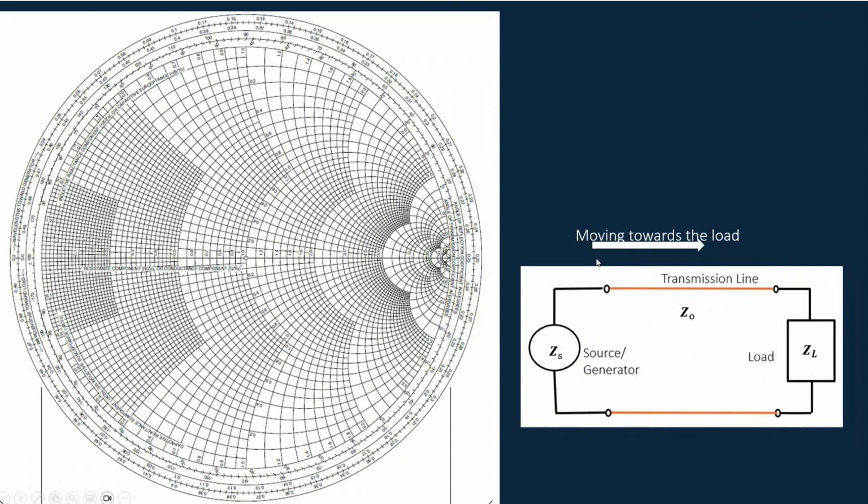In the next video we can see what is meant by moving towards the load, or wavelength towards the load. Here you can see the counterclockwise rotation. In our next video we can analyze that. Moving towards the source actually means clockwise rotation.